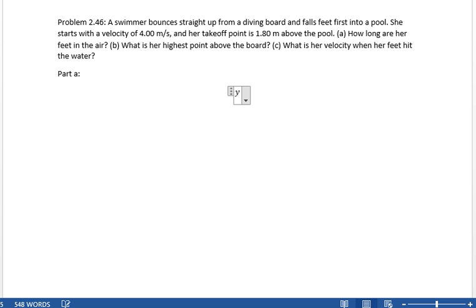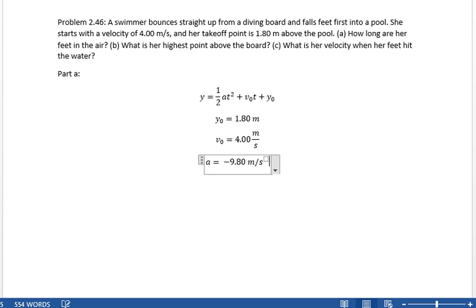So let's look at her position. y equals 1/2 a t squared plus v naught t plus y naught. We know a lot of things in here. We know that she starts off at 1.80 meters, that her initial velocity is 4.00 meters per second, and that the acceleration of gravity equals minus 9.80 meters per second squared.